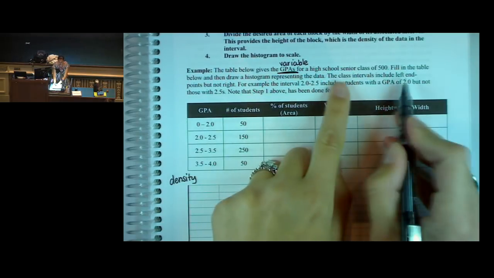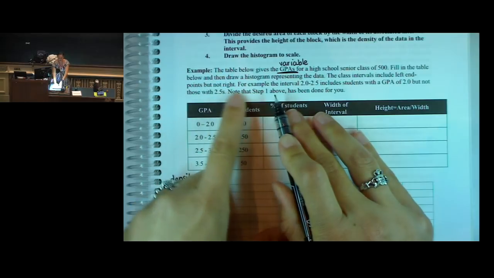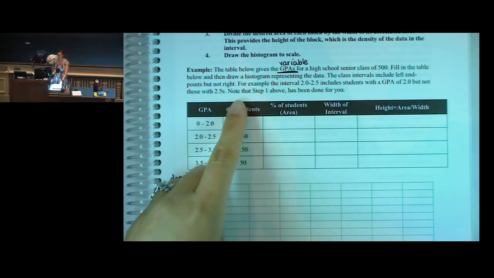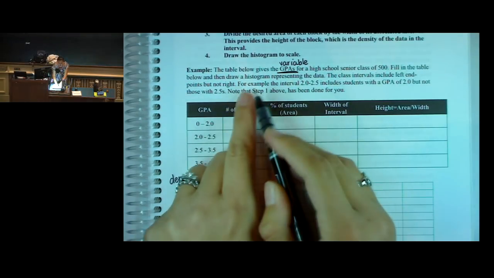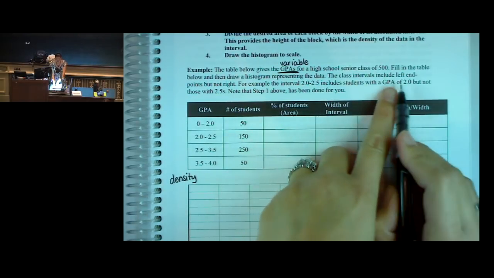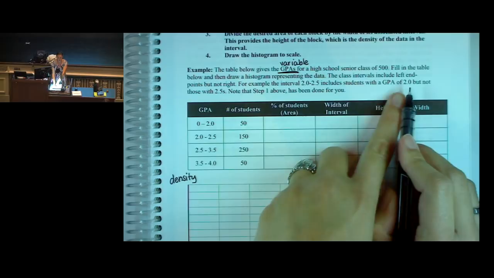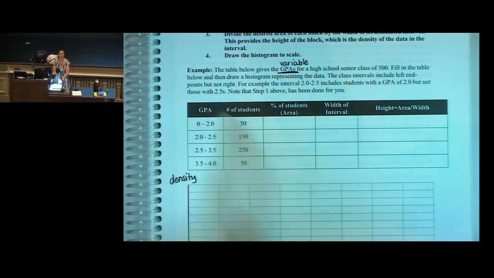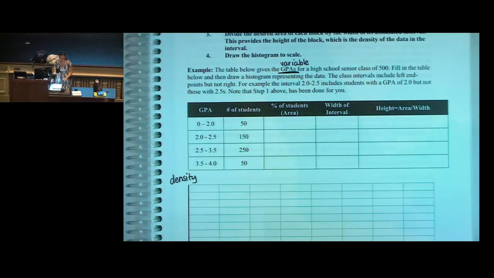It says the intervals include left endpoints, but not right. That's important for answering questions. They have to tell you that. For example, the 2.0 to 2.5 interval contains students who have a 2.0, but not 2.5. So then the next interval would contain the 2.5. It says, note, step 1 has already been done for you. What was step 1? Break the data range into intervals.